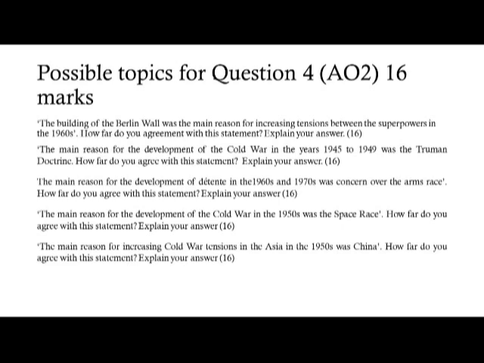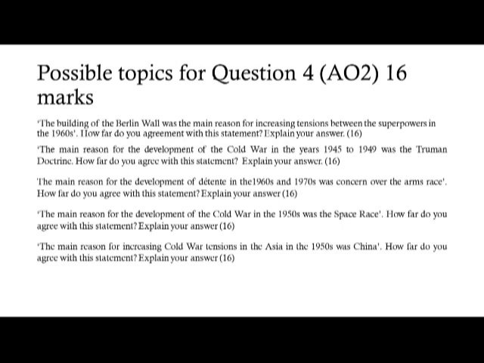Now, one of the questions we are going to have a quick look at is the third one: the main reason for the development of détente in the 60s and 70s was concern over the arms race. Détente has only been assessed as a question 1, so it's another area of the spec that has been under-assessed. We're going to come back to that one in a minute.